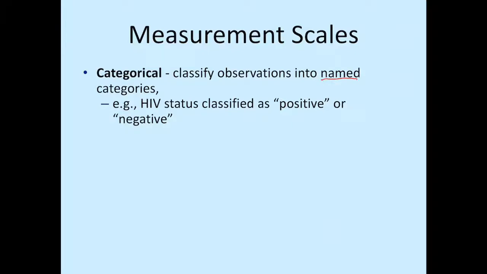So like HIV status, you're either positive or negative. There's no number assigned to it, and you can't rank them in order of positive and negative. Another categorical scale would be male, female. Another one could be religion, could be ethnicity. These are all different types of categorical scales that you can use. They're not number based, and there's no rank order to them.